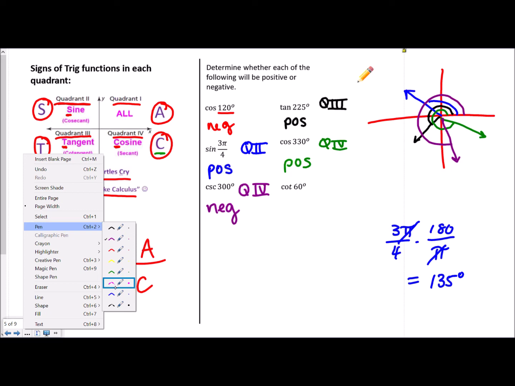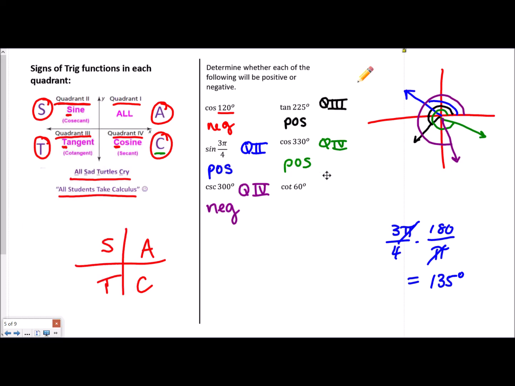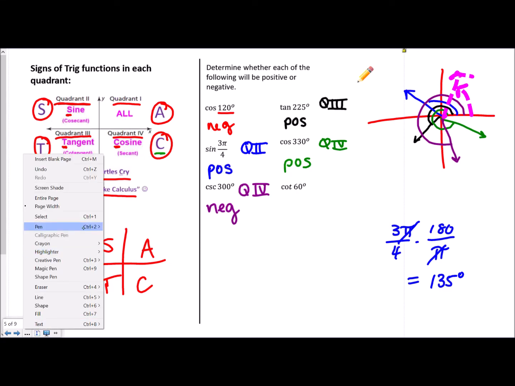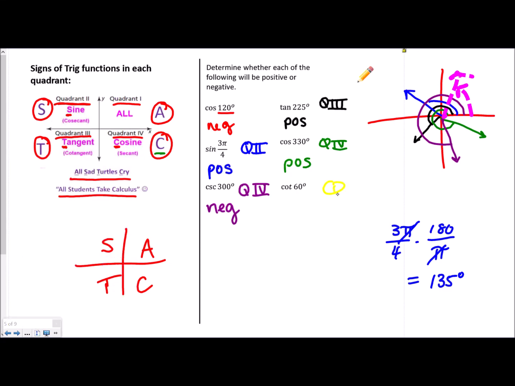Okay. Next one. 60 degrees. That's just right here. 60 degrees. That's in quadrant 1. And everybody is positive in quadrant 1. It doesn't matter if you are a buddy, if you're a sine, cosine, everybody is positive in that quadrant. Okay, all sad turtles cry. ASTC, that's going to be one of your steps.